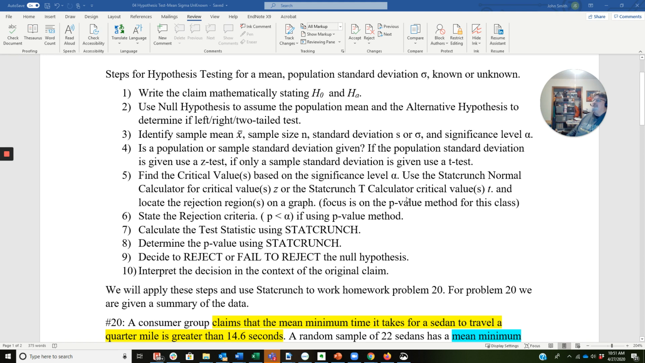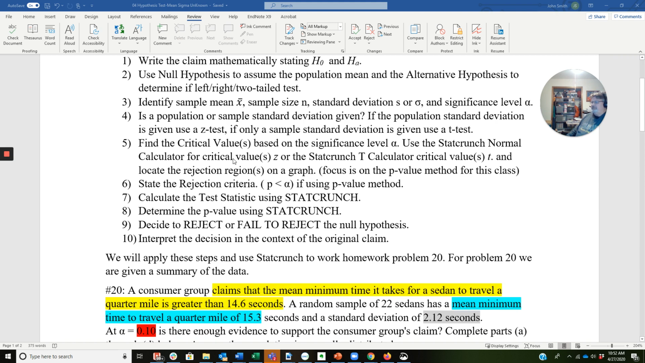Again, the steps going through a hypothesis test for a mean didn't change. But there will be a change we're going to see as we go to work the problem: whether we use a Z or a t-test. So the question to ask yourself is, when the population standard deviation is unknown, which of these tests do you use? And the answer is you will use a t-test.